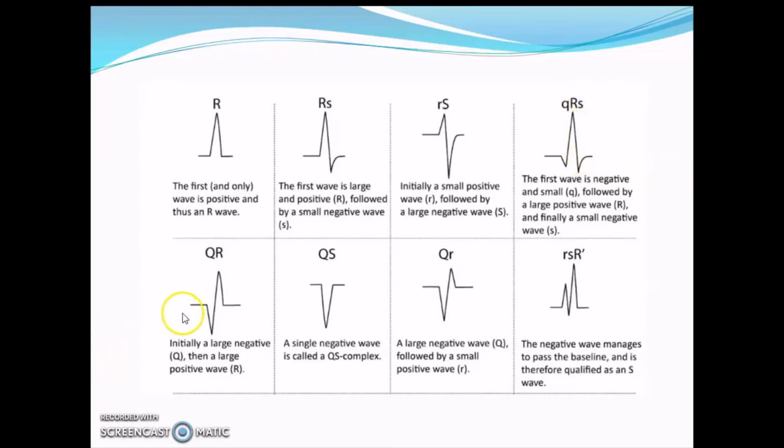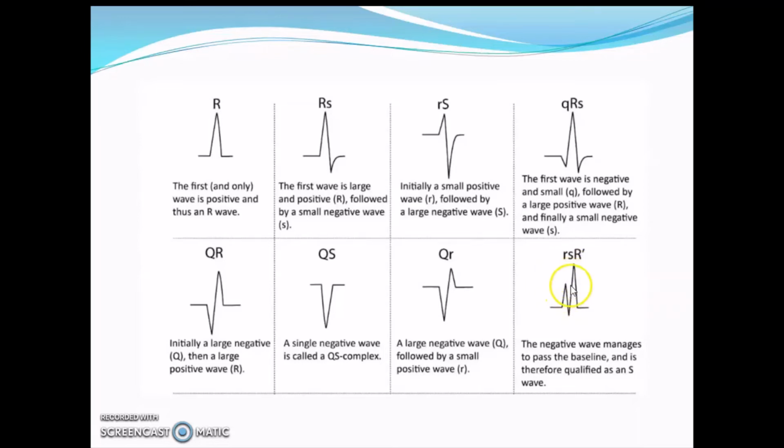Here, there is an initial large negative wave, followed by a normal R wave. It is called a QR wave. Here there is an initial negative wave and no positive wave, a completely negative complex, called a QS complex. Here there is an initial negative wave followed by a small R wave, called a QR wave. Here there are no negative waves, only positive waves. The initial positive wave is called R, whereas there is one more positive wave, called R dash, but the initial positive followed by a negative is called RS.